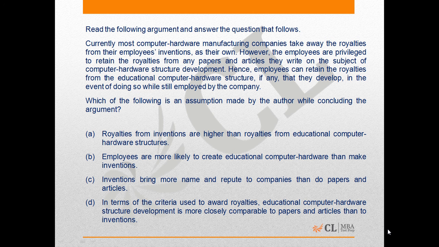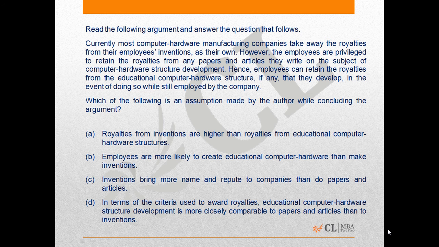Option D, in terms of the criteria used to award royalties, educational computer hardware structure development is more closely comparable to papers and articles than to inventions. This is definitely the correct answer because it states that employees are privileged to retain the royalties from any papers and articles, and hence they should retain the royalties from educational computer hardware structure.